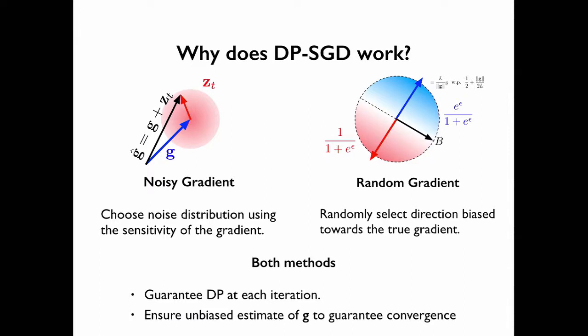Both of these methods guarantee differential privacy at each iteration, and each iteration is only using one data point. So if I do one pass through the data, I'm only touching each data point once, so my privacy guarantees are not increasing unless I do multiple passes. As long as the noisy gradient we take, or the random gradient we take for differential privacy, is unbiased, so that its expectation is equal to the true gradient, the convergence proofs are easier. If they were biased, you'd probably have to do a fair bit more work.